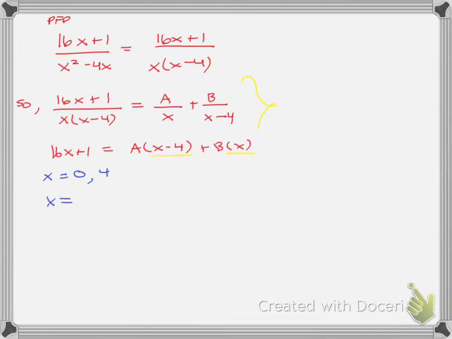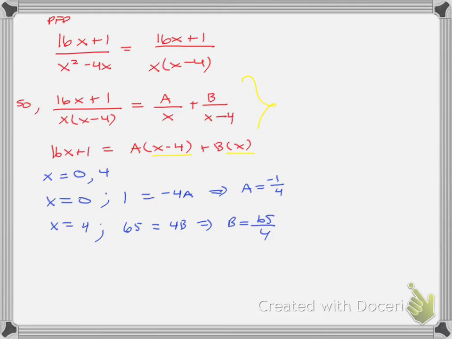So when x is equal to 0, what will we have? The left-hand side will equal 1, and the right-hand side will equal negative 4a. So a equals negative 1/4. You should pause the video and look to see what happens when x equals 4. Welcome back, and you ended up with b equaling 65/4.